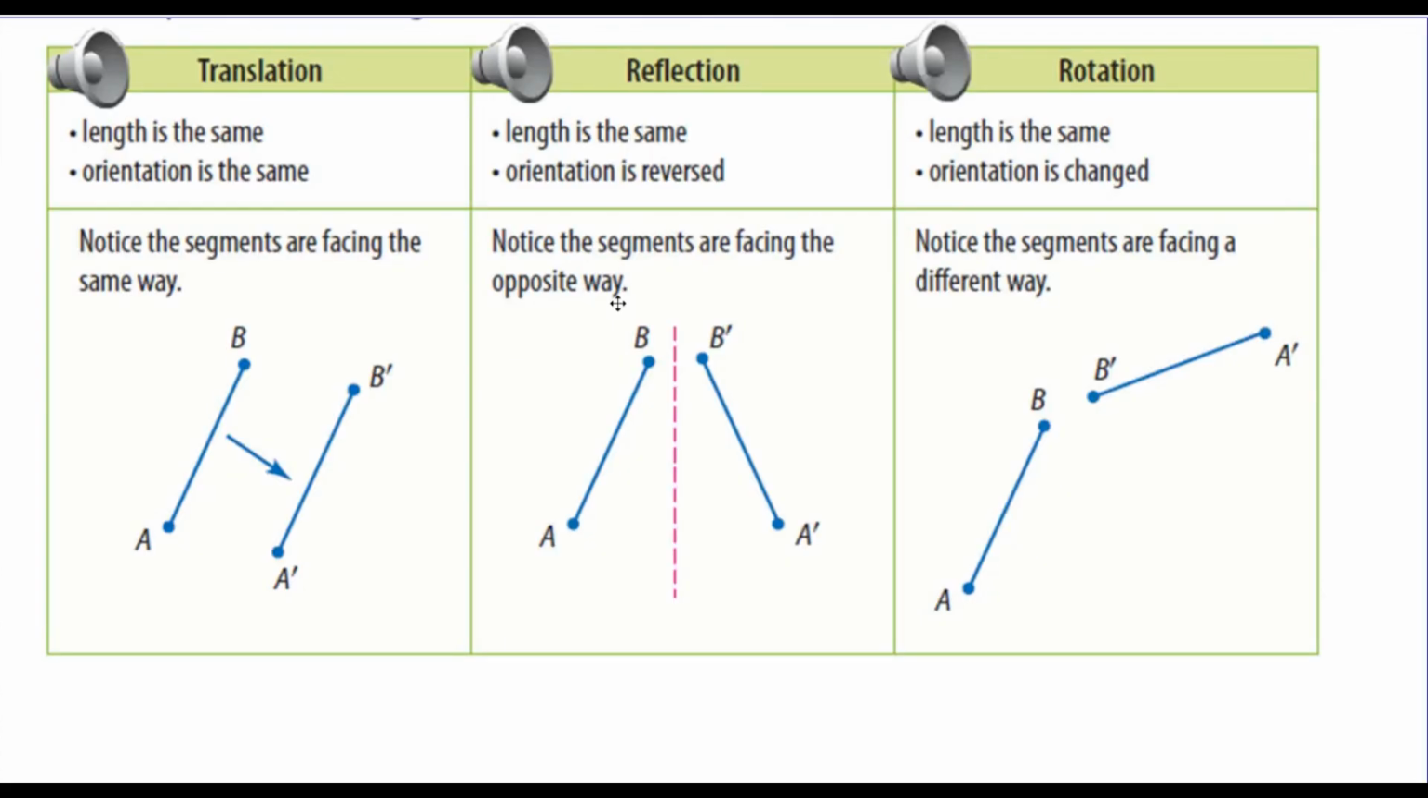So just real quick in review, the three types of transformations we talked about are the translation. Here, length is the same and orientation is the same. None of that changes when you perform a translation. It's just a slide. You're just moving it from one location to the other. A reflection, lengths stay the same, but the orientation is reversed. This is a flip. So it's a mirror image of what it used to be, and you flip it over a line. And then the rotation. Length, again, is unchanged. Orientation is changed. It's pointing a different direction. So when you rotate something, you're changing its orientation.